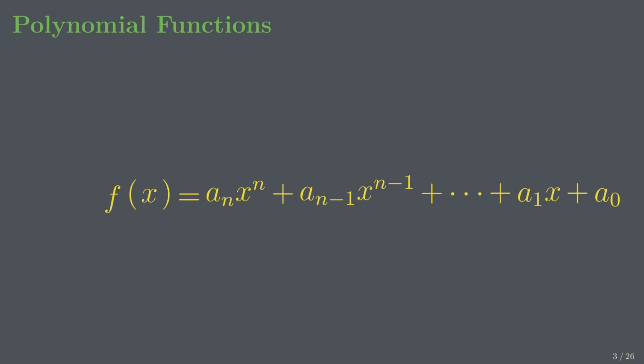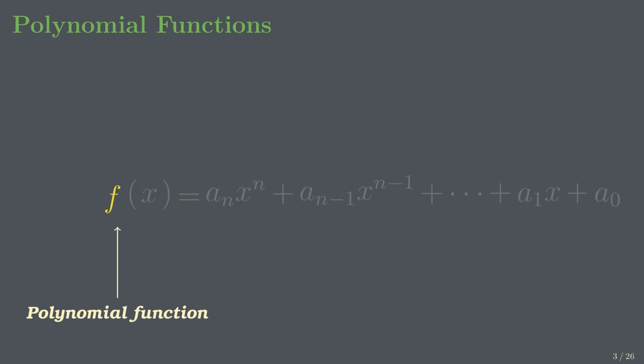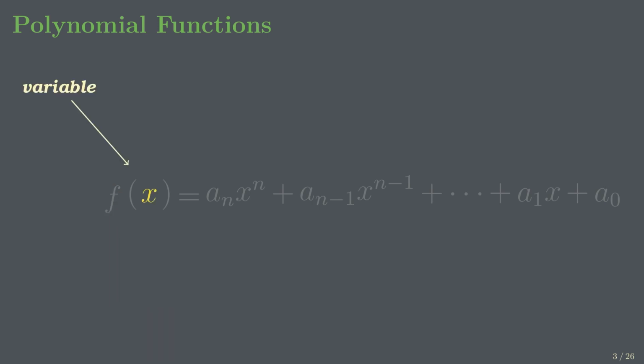A polynomial function is an algebraic expression of the following form, where we have a lot of symbols and also addition and equality. In this expression, f is the name of the polynomial function. We label the function by name so we can easily refer to it later. And x is the variable of the function.